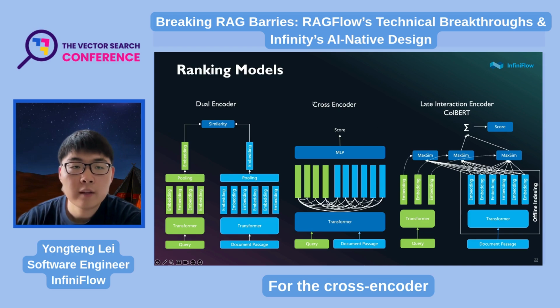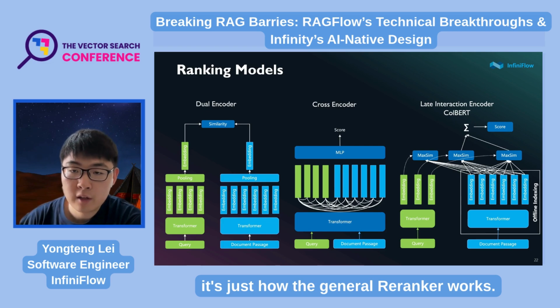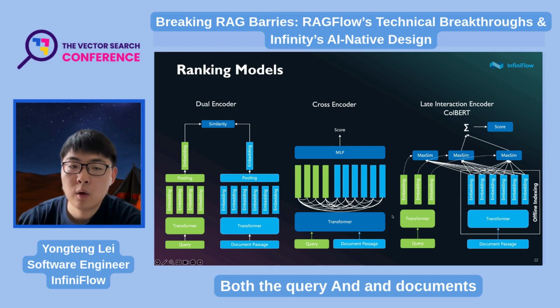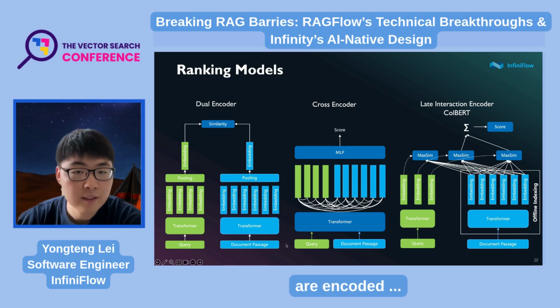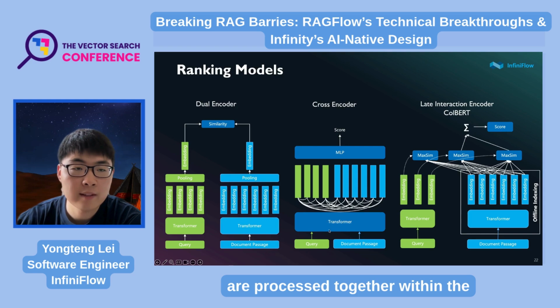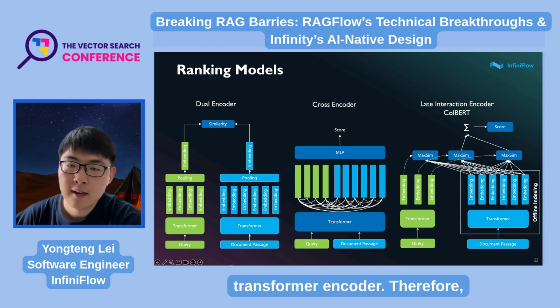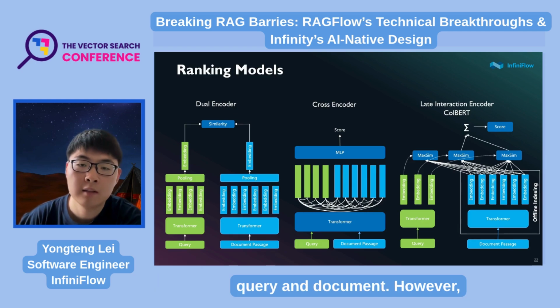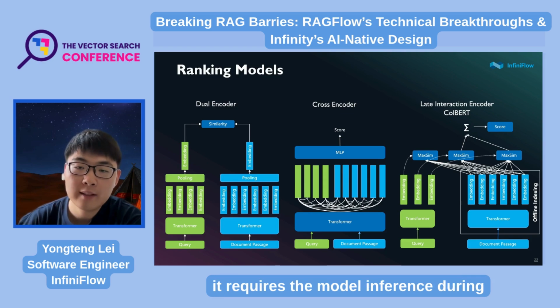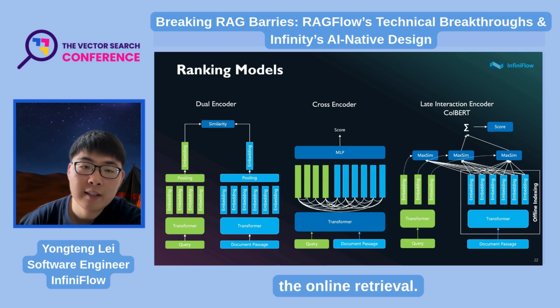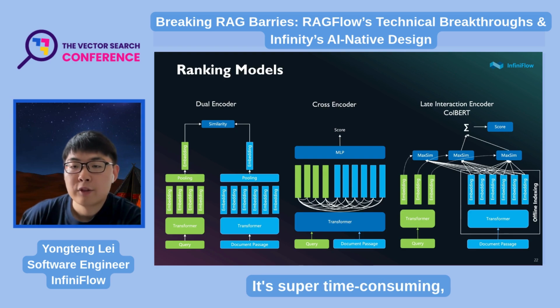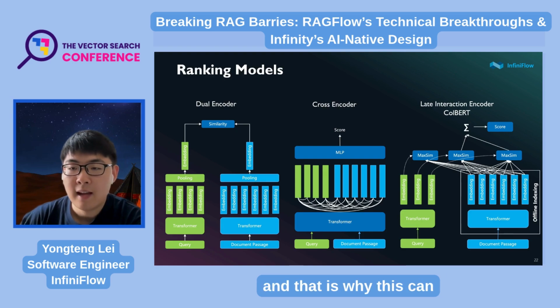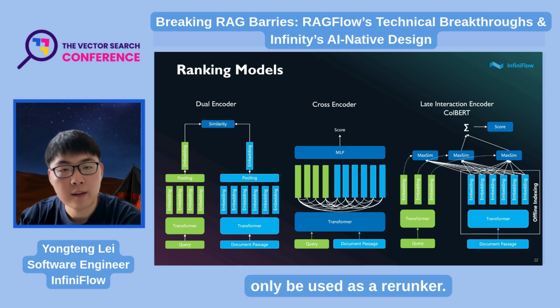Okay. The cross-encoder architecture is just how a general re-ranker works. Both the query and document are processed together within the transformer encoder. Therefore, it can fully capture the semantic interaction between query and document. However, it requires model inference during the online retrieval. It's super time consuming, and that is why this can only be used as a re-ranker.